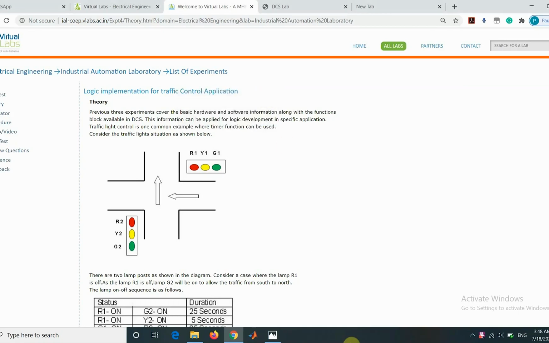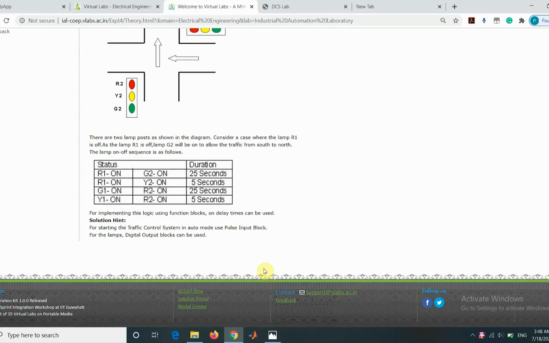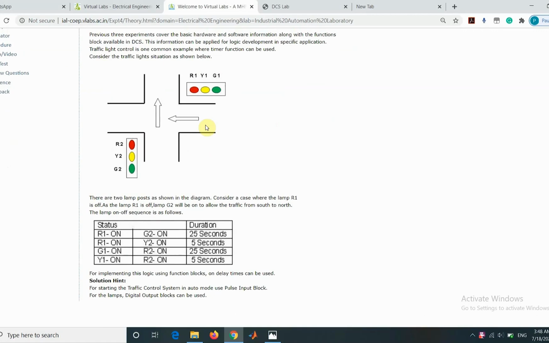In this video, we will understand the logic circuit for implementation of traffic control application and simulate the same circuit on Virtual Lab Simulator. Before understanding the circuit diagram in detail, first let us see the scenario being taken here. So for simplicity, only two lampposts are considered.